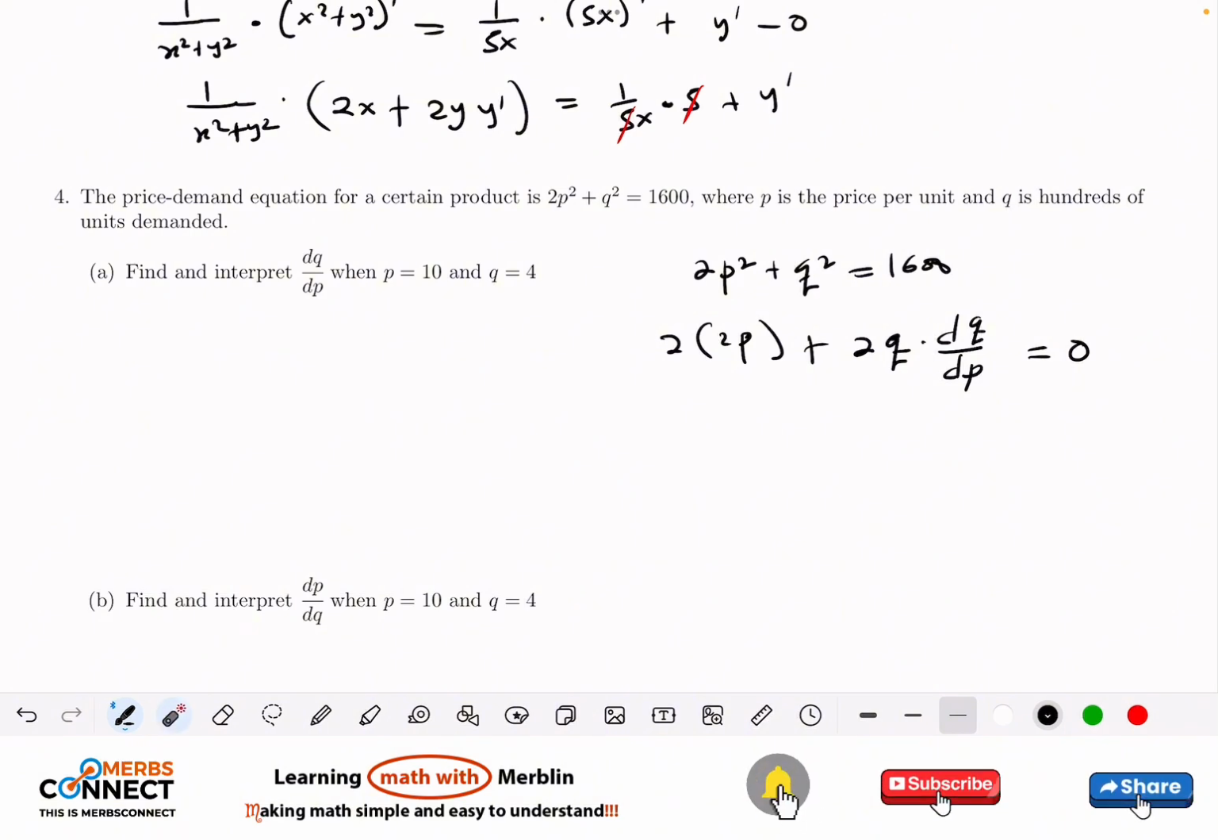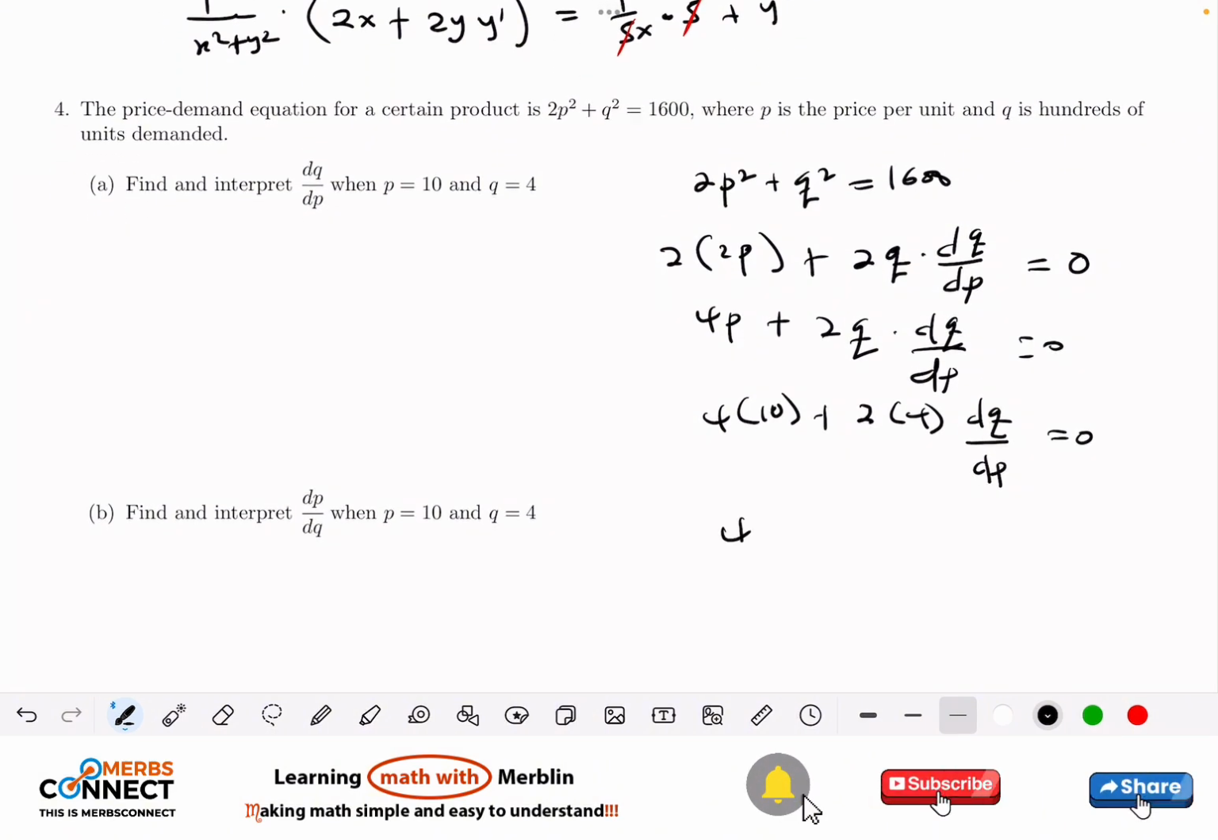Now, fortunate for us, we know p, we know q. So for us to solve this, we just need to plug them in. So let me do first step simplification before I plug them. So this one will be 4p plus 2q dq over dp. So what is p? P is 10. So 4 times 10 plus 2 times what is q? Q is 4. dq divided by dp is equal to 0. Then this one will be 40 plus 8 dq over dp, which is equal to 0.